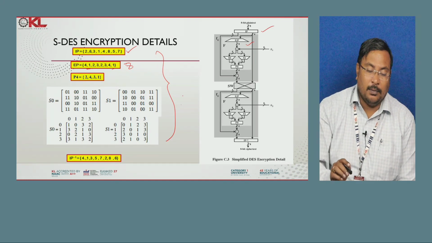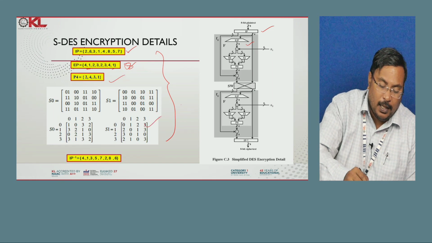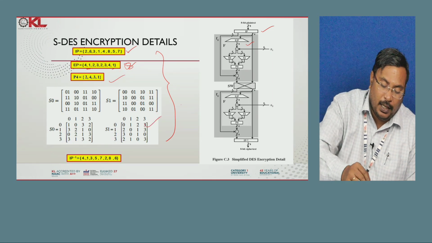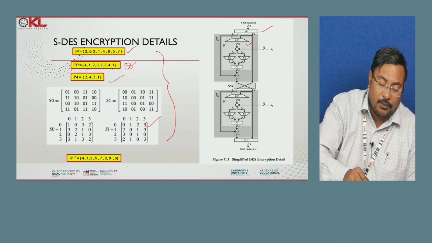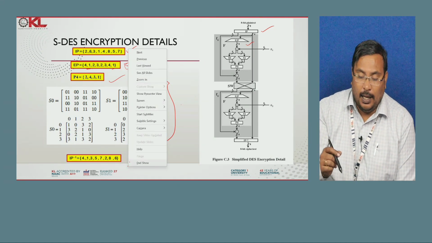So we are applying EP, P4 and S boxes. The initial permutation and the initial permutation inverse are applied only at the starting level and the ending level.